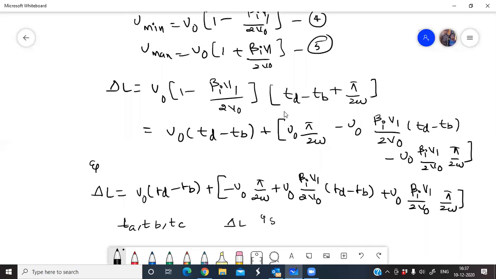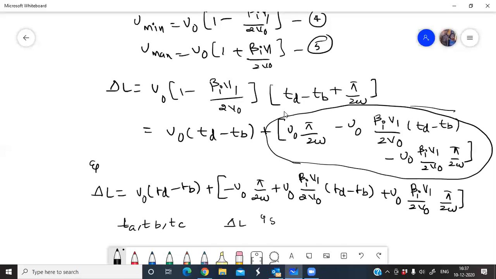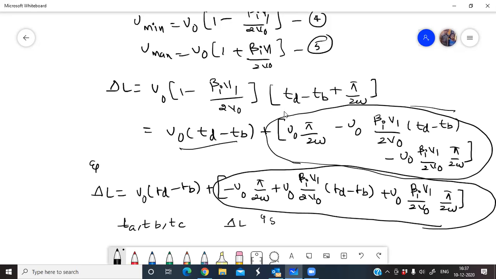Now look at these two equations. When you get V naught into (TD minus TB), whenever this second part equals 0, is it true or not? If the second part equals 0, then delta L equals V naught into (TD minus TB). Similarly, if the second part equals 0, again delta L equals V naught into (TD minus TB). Actual delta L equals V naught into (TD minus TB), which is the distance for the reference electron at reference point, at Vs equal to 0.